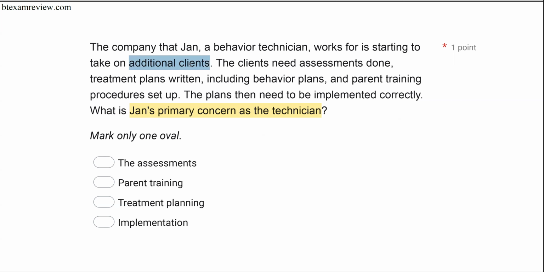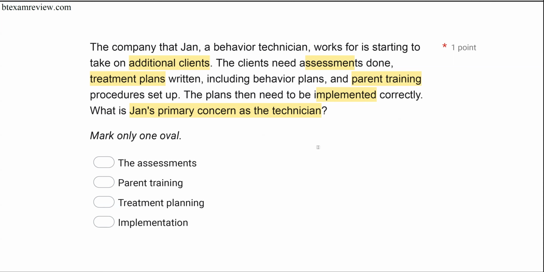Well, we know they're taking additional clients. There are assessments to be done, treatment plans to be written, and parent training procedures to set up, plus implementation. So which one of these is Jan's primary concern? Is it the assessments? Is it the parent training? Is it the treatment planning? Or is it the implementation? Jan's primary concern, above all else, is going to be implementing whatever is written correctly.